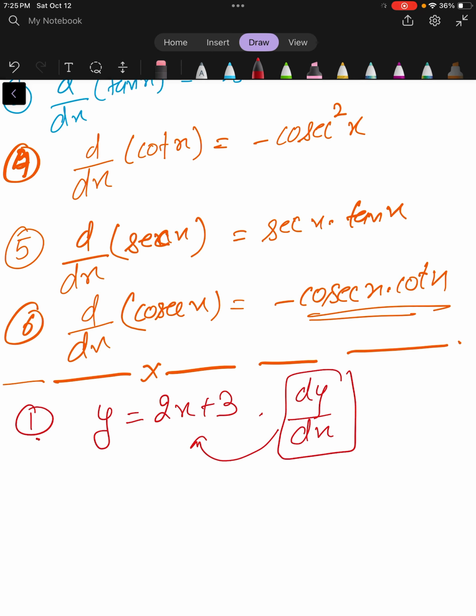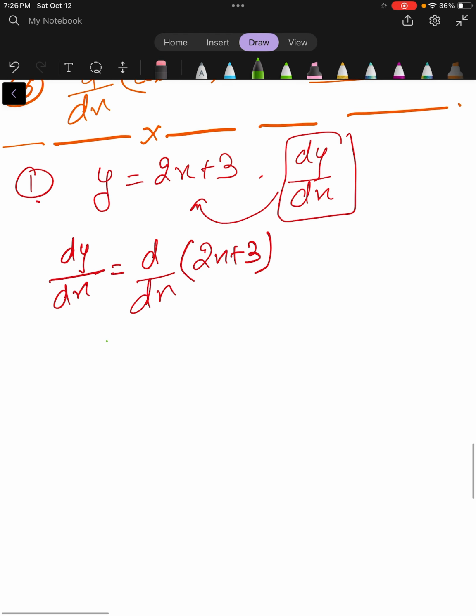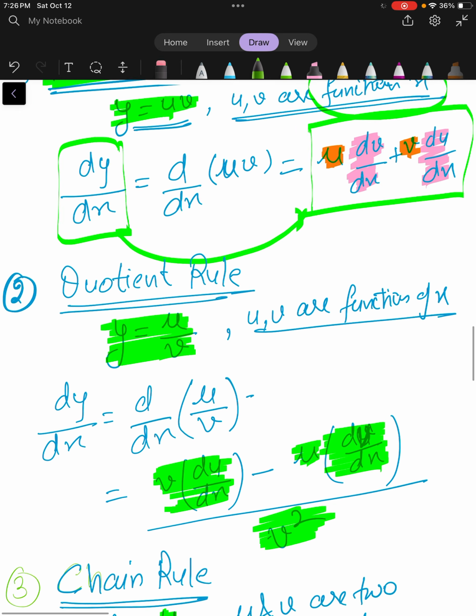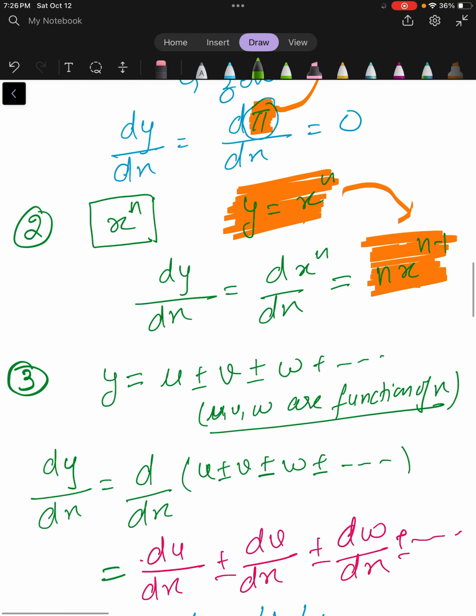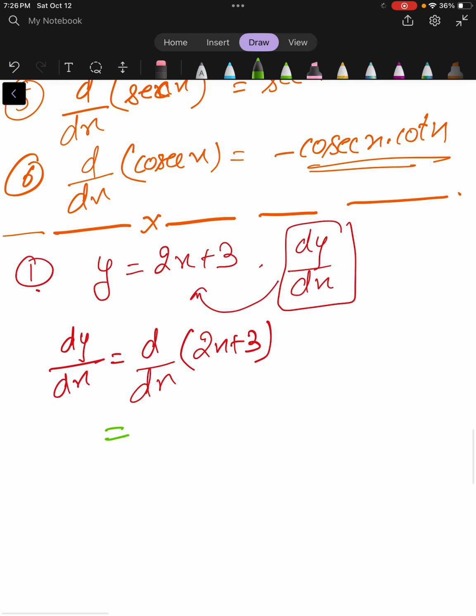So how will we solve this? Whatever formulas we have learned, we'll use those formulas. dy upon dx is equal to d upon dx of the function 2x plus 3. First, the formula we will apply is the chain formula, because we have a sum here. So we write d upon dx of 2x plus d upon dx of 3.